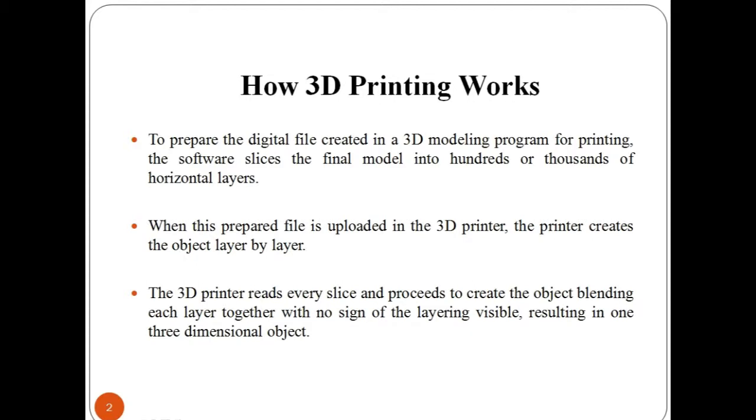The 3D printer performs the function of reading the slices and then creates the proposed item by combining each layer together. The layer deposition is so smooth that you won't be able to see any layer marks, and as a result, a three-dimensional article is prepared.